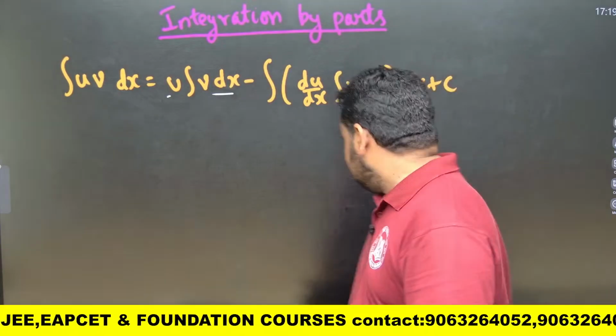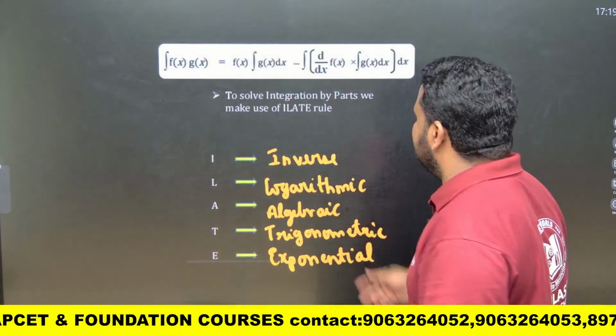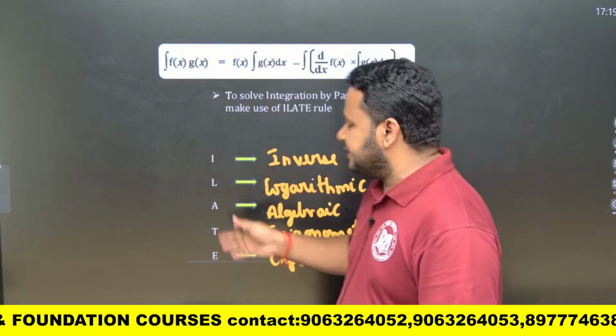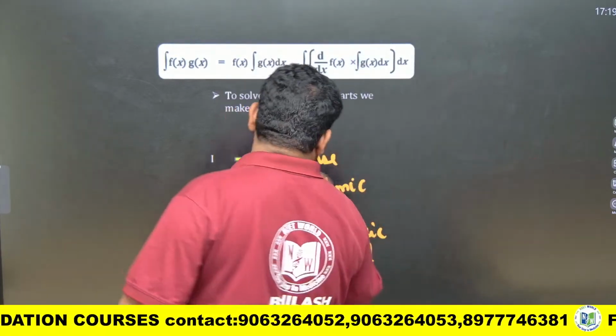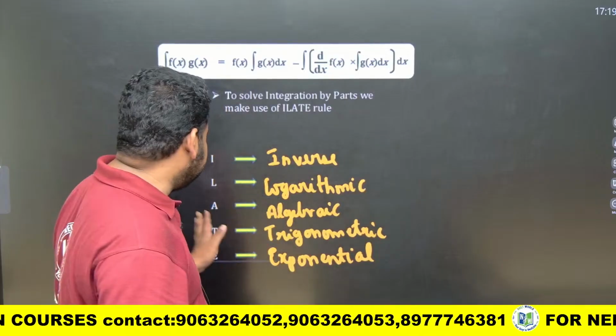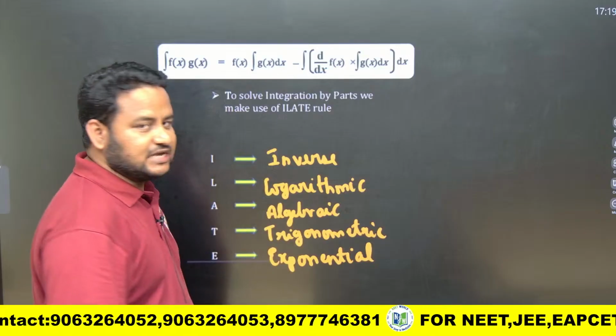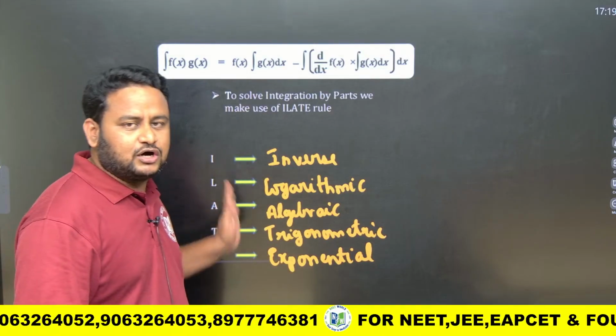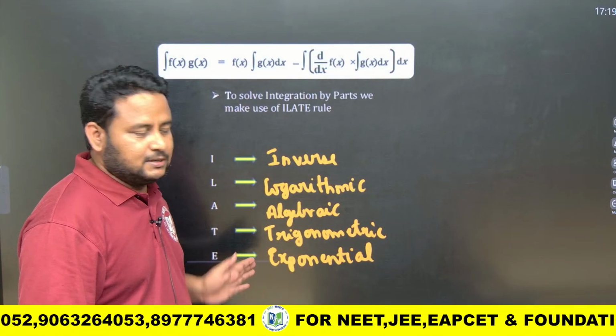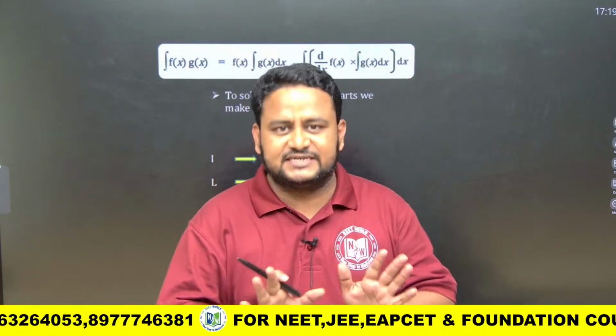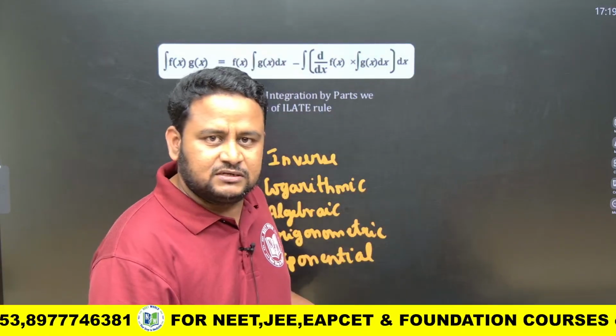Okay, let us see the questions where integration by parts is given. This is nothing but the ILATE rule, which you already studied for your boards. I stands for inverse, L for logarithmic, A for algebraic, T for trigonometric, E for exponential. While selecting the first function and second function, we prioritize this order.